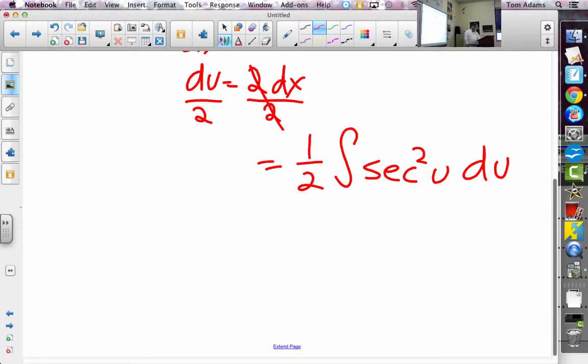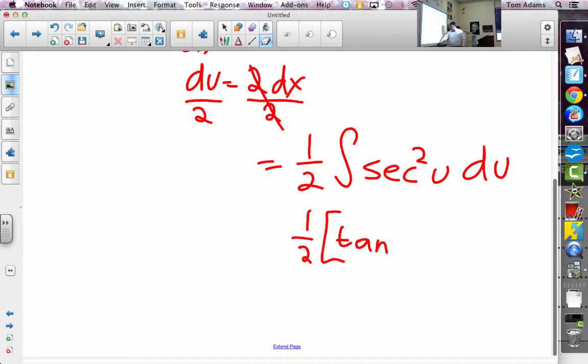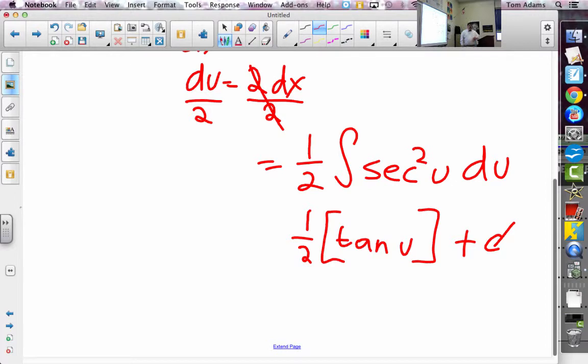So then what is the derivative or antiderivative of secant squared? Tangent. So I have 1/2 antiderivative tangent of u. Oh, it's not squared, it's just tangent of u. Right? And then plus c because it's a family of functions. We don't have a particular solution because I don't know a point on the curve or anything like that. Right? So then what's u? 2x. So we say tangent of 2x plus c.